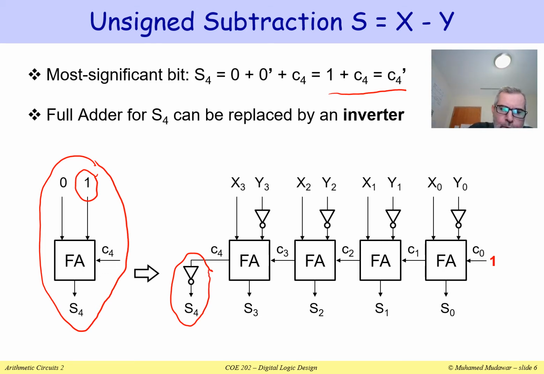There is no need for a C5, an extra output carry, because we know that the exact sum can be represented with 5 bits. So you can see that the most significant full adder can be replaced simply with an inverter. And this is the circuit that calculates the unsigned subtraction S is equal to X minus Y, where X and Y are unsigned.